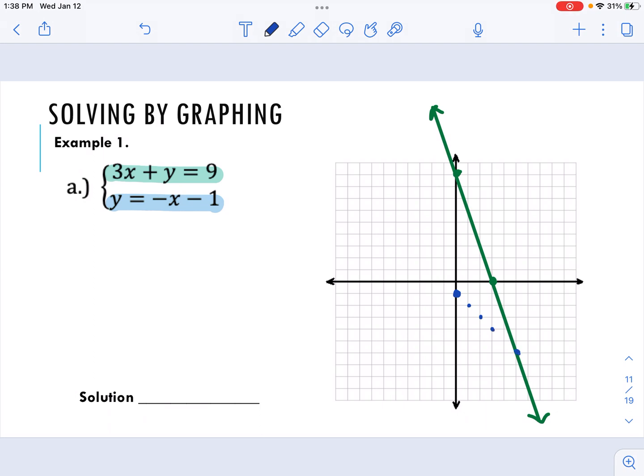And I purposely like to do as many points as I can, just so I can make as accurate of a line as possible. So as I do that on my board, go ahead and do that on yours. And I'm going to draw arrows at the end. And I did a little mess up here.